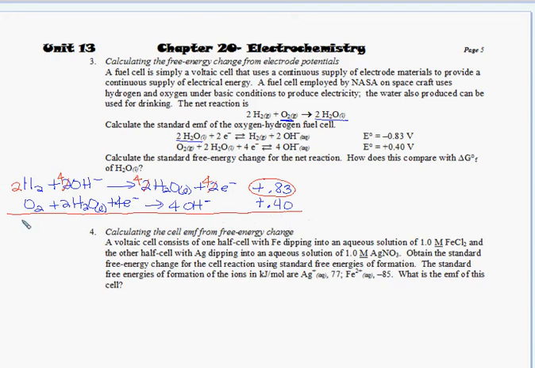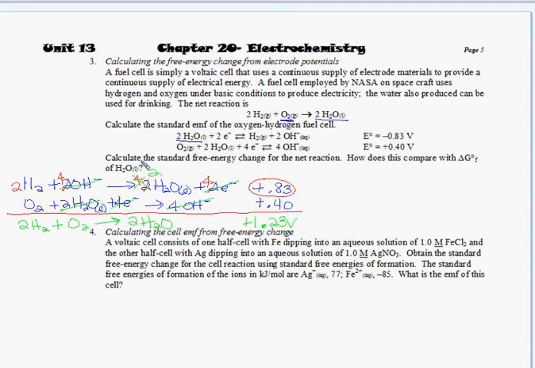We now have 2 hydrogens. We're going to go ahead and delete all of the hydroxides. We're going to cancel all of the electrons, thank goodness. We're going to cancel 2 of the waters, which will leave us with 2. We still have an oxygen. And now we're going to add together these 2 voltages for a positive 1.23 volts. All right, so that answers the first question. Calculate the standard EMF of the oxygen-hydrogen fuel cell: 1.23 volts.